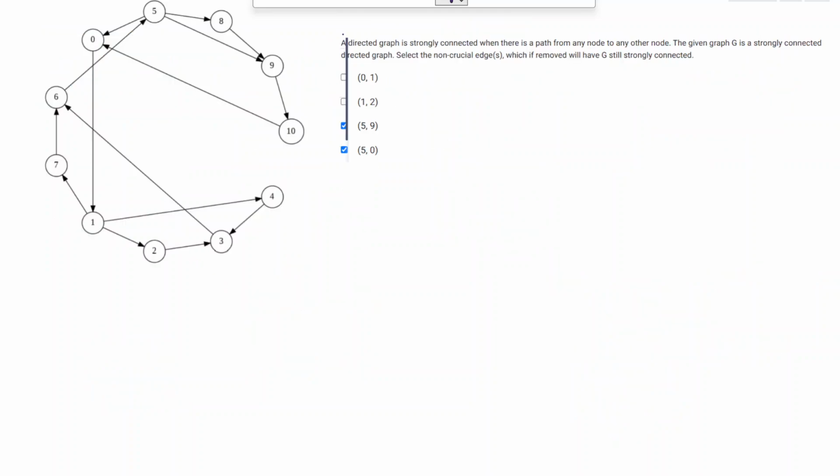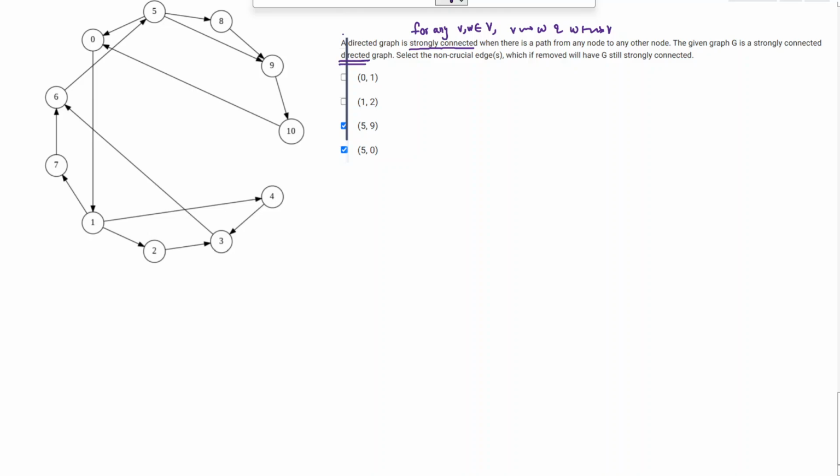Okay, so here we have a directed graph which is strongly connected. Now what does strongly connected mean? It means for any pair of vertices, there exists a path from one to the other and the other to the one, right? So you can say for any v comma w in the vertex set, there is a path from v to w and there is a path from w to v. That's what it means. The given graph is strongly connected, and it's directed.